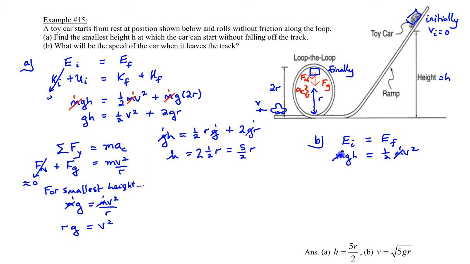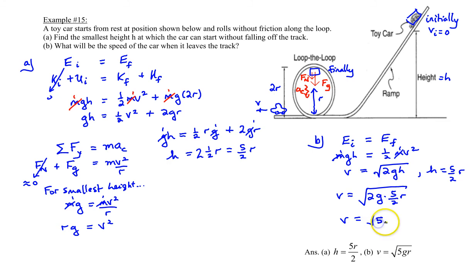Masses cancel out, and so the velocity is equal to the root of 2 times g times h. We determined earlier in part A that the height is equal to 5 over 2 r. Let's substitute that into there. We have the root of 2g times 5 over 2 r. And so you'll get a velocity of root of 5gr. Okay, and that's it for example number 15.